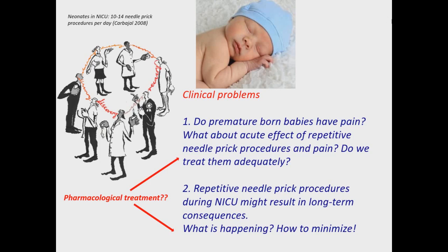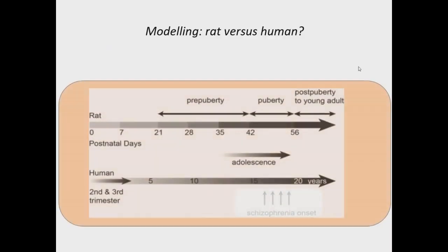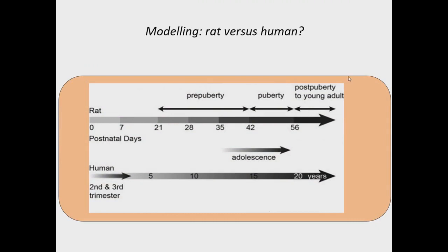Now, if you have this clinical problem, and we collaborate with Erasmus Rotterdam, where the clinic is, and my lab where the experimental settings are, we developed an animal model about 10 years ago. If you think about an animal model versus a human, you take the timing into consideration. A rat in the first postnatal week mimics the situation in the human of the second and third trimester. And a rat of 7 or 8 weeks old mimics adolescence in a human. So that is important to know.